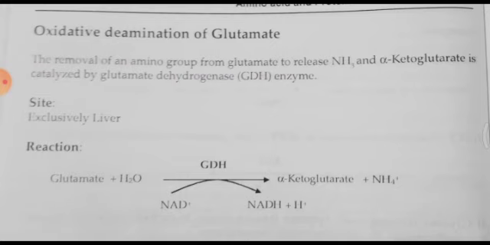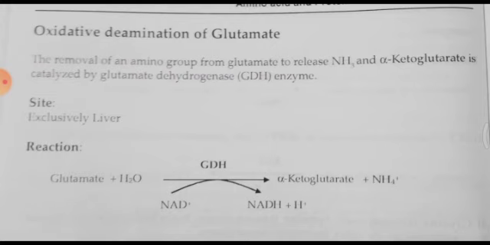Next is oxidative deamination. We have discussed transamination, now we are going to talk about deamination. In transamination, there is a transfer of amino group from one compound to another compound, that means from amino acid to keto acid. In deamination, there is only removal of the amino group, not transferring, only removal. The removal of an amino group from glutamate to release NH3 and alpha-ketoglutarate is catalyzed by the glutamate dehydrogenase enzyme. This exclusively takes place in the liver.